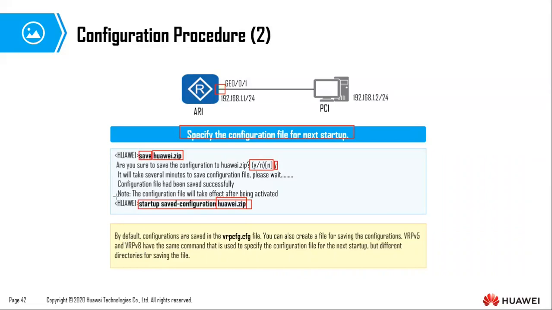Oh, actually, this is a switch. I'm sorry. This is a switch because you can see that the default name here is all caps. By default, configurations are saved in the VRP-CFG.cfg file. It's important that you remember this. When you just type the save command, then enter, it's being saved on this file.